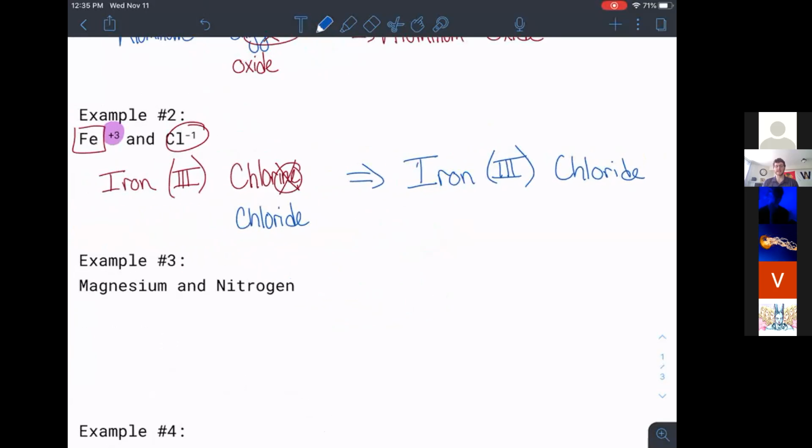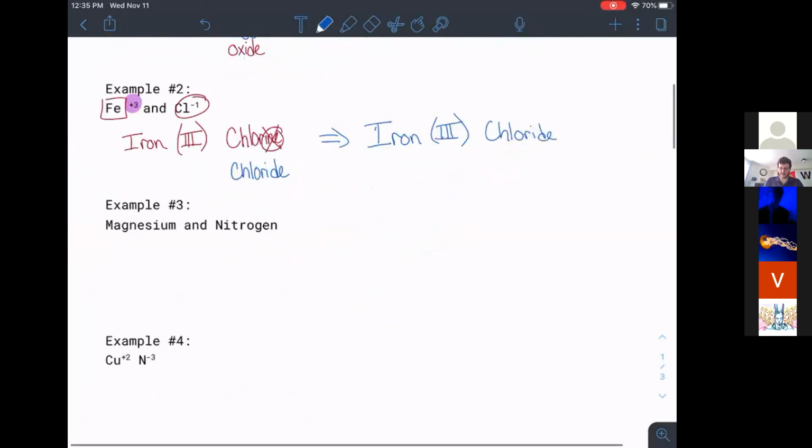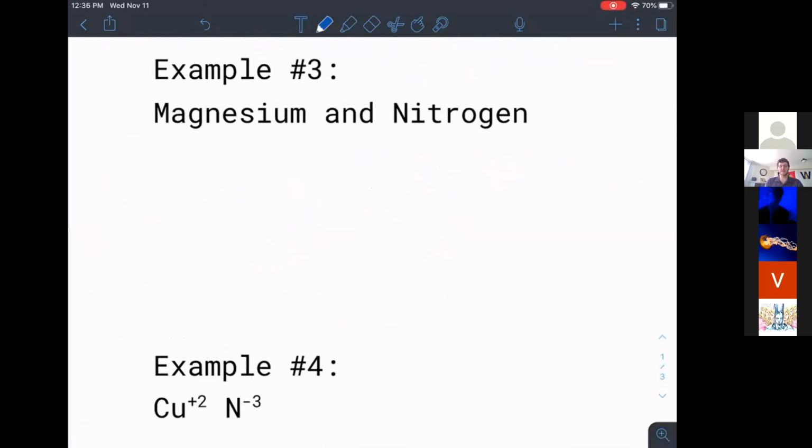Do you guys want to do one more together, or do you want to try 3 on your own? Another one together. All right. So magnesium and nitrogen. Which ones are metal and which ones are nonmetal?